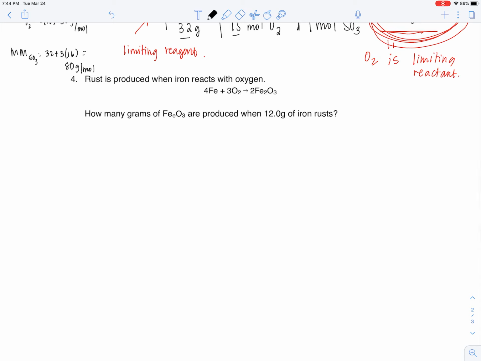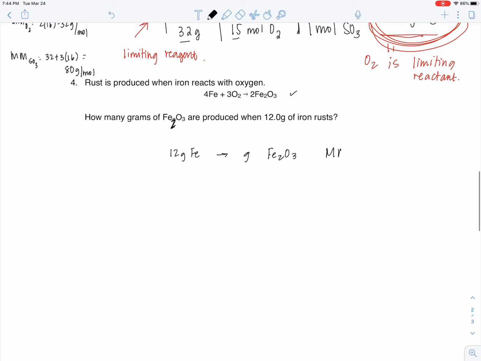The last problem says rust is produced when iron reacts with oxygen. How many grams of, oops, there's a little mistake here, iron 3 oxide are produced when 12 grams of iron rust? This is a basic, straightforward stoichiometry problem. I have a balanced reaction. I'm going from 12 grams of Fe to grams of Fe2O3. I need the molar mass of Fe2O3, which I looked up for the first problem: 2 times 55.85 plus 3 times 16, and I get 159.7 grams per mole.